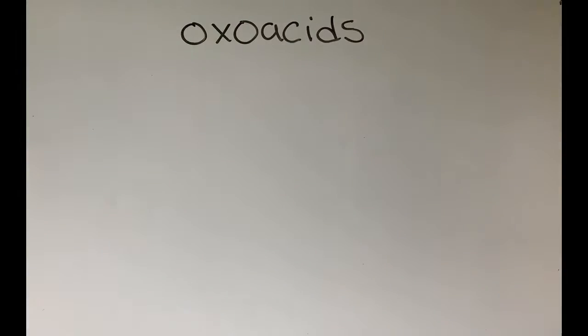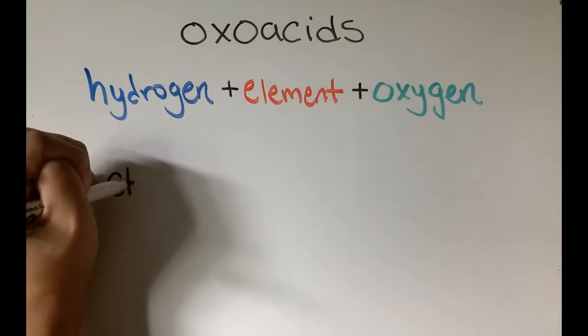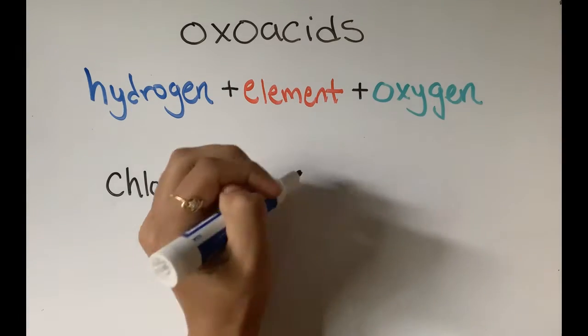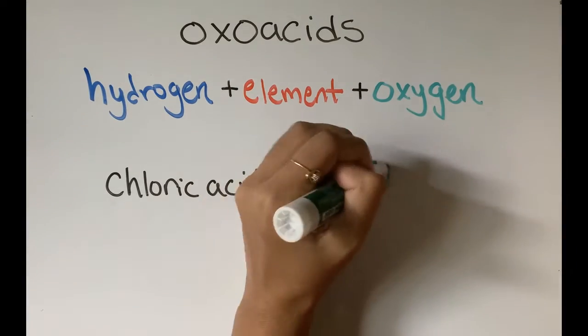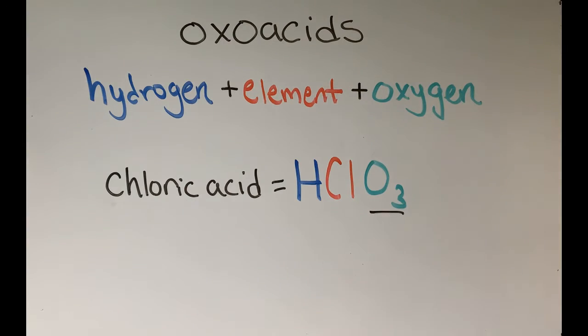One subgroup you should know are oxoacids. These are acids that contain hydrogen, obviously, another element, and oxygen in that order. An example is chloric acid, written HClO3. Now, here's where it gets tricky. There are certain changes you have to make to the names depending on how many oxygen atoms there are.